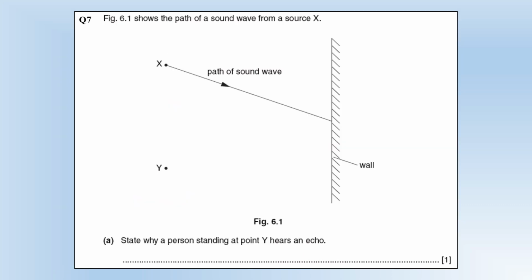The diagram shows the path of a sound wave from a source X. State why a person standing at point Y hears an echo. Well, the sound wave reflects off of the wall, and you can see that they're in the right position because when the angle of incidence equals the angle of reflection, you can see the path will go straight through Y.